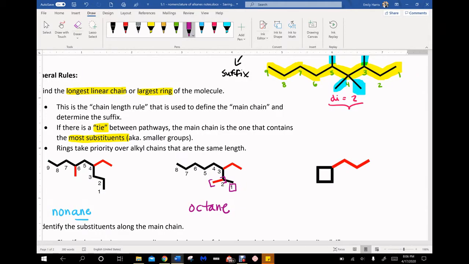All right, now we have a ring and a chain. And so what we need to do is count the path length on each and decide if one is longer. If it is, we'll choose the longer one as the main chain. But if they are both the same length, then the ring will take priority. So if we count with the ring, it's 1, 2, 3, 4 carbons that we have. If we count with the chain, it's 1, 2, 3, 4 carbons long as well. Since both of them have the same number of carbons, this is where we follow the rule that rings take priority.